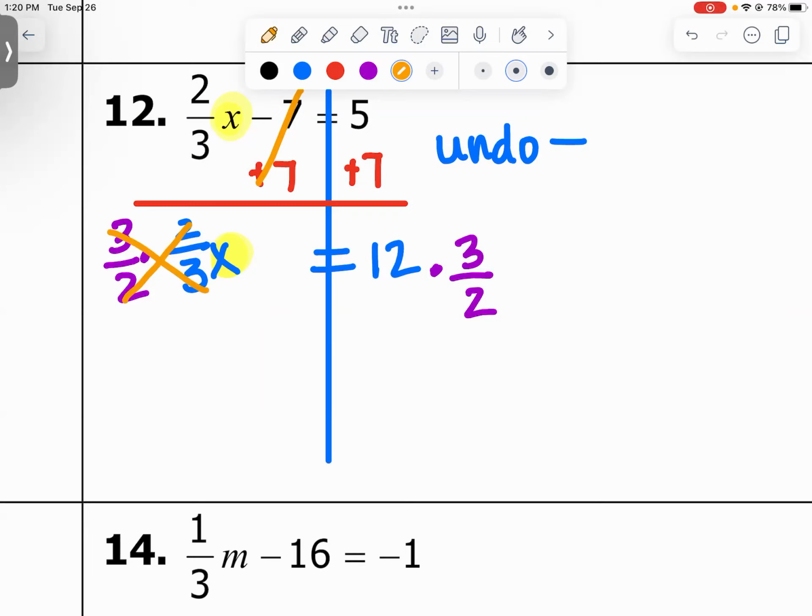Okay? Now, what would be a good idea for me to do with that 12? Put a 1 under it. Okay, so we have x equals 12 times 3 over 1 times 2. So what is 36 divided by 2, Reagan? 18.